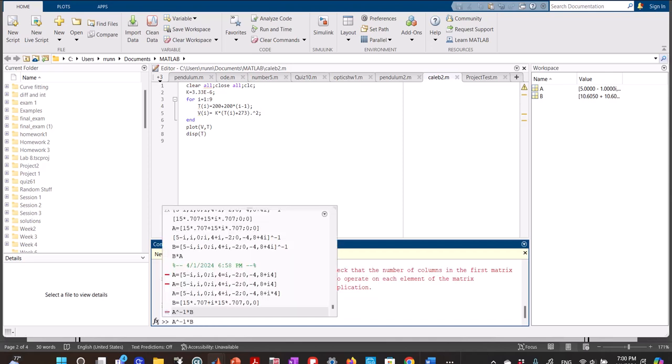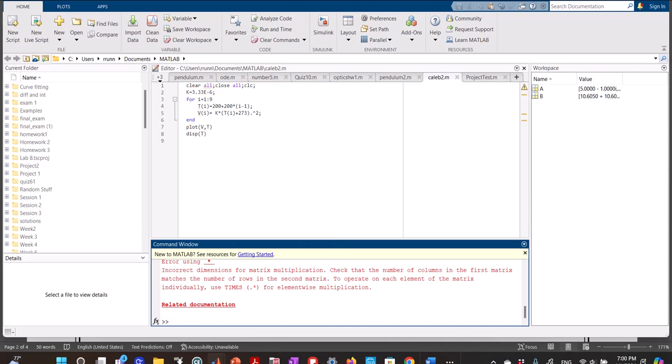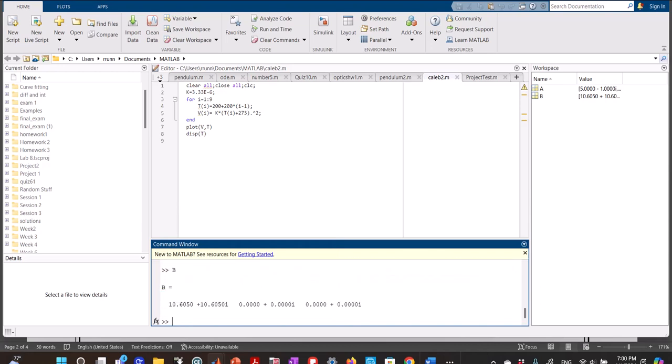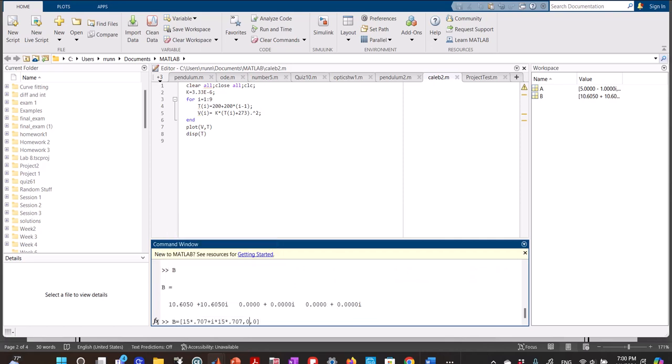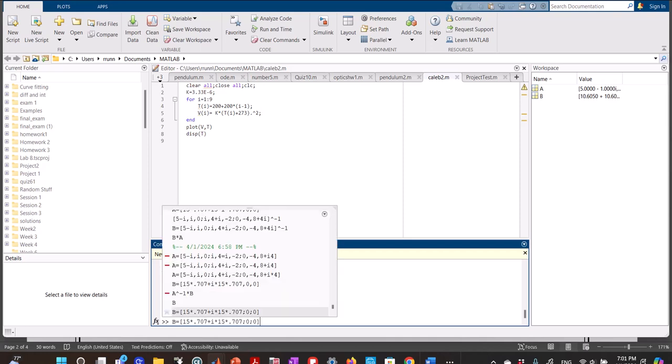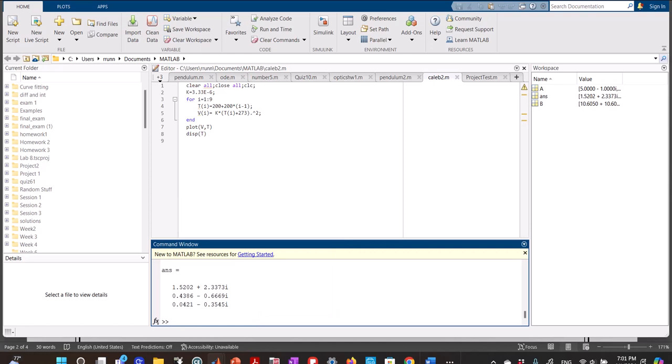I needed semicolons. So B I needed to define not with commas but with semicolons. I needed it to be a column vector. And so that gets me my I1, I2, and I3.